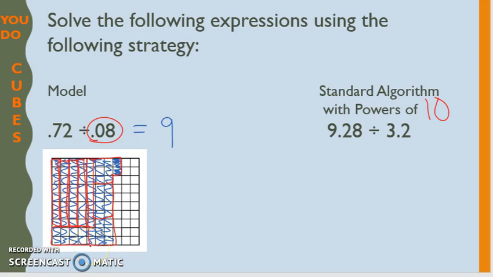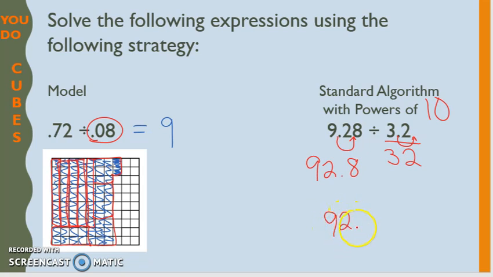All right, now let's take a look at the standard algorithm with powers of 10. So we're going to divide 9.28 divided by 3.2. Now remember, when using powers of 10, we want to make the divisor a whole number. So we're going to move the decimal 1 place value to the right to make this a 32. And if we move the decimal by 1 power of 10 in the divisor, we also need to do the same to our dividend. So if we move our decimal 1 place value to the right in 9.28, we're going to have 92.8 as our dividend.